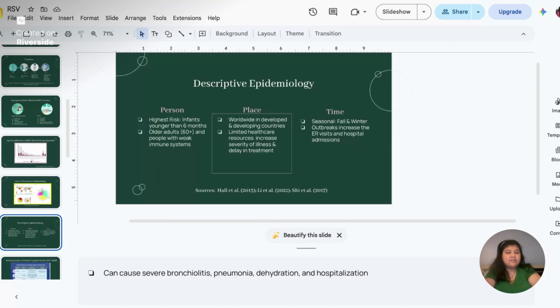Limited healthcare resources increase the severity of illness and delay treatment. The time is usually during the seasonal times, in the fall and the winter. There have been many outbreaks that have increased ER visits and hospital admissions.